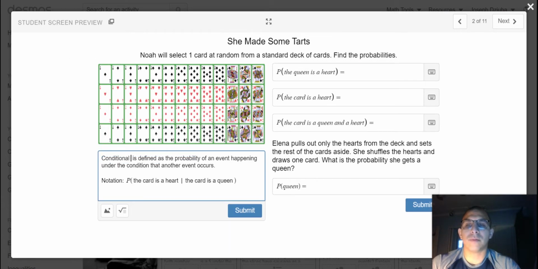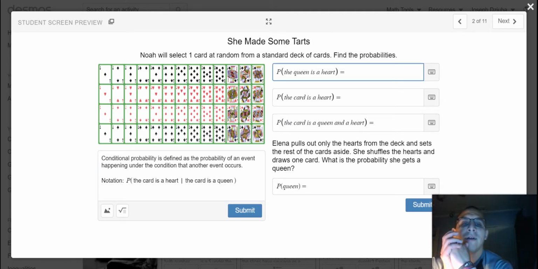So conditional probability is defined as the probability of an event happening under the condition that another event occurs. Right, so the notation here is the probability the card is a heart, given that the card is a queen.